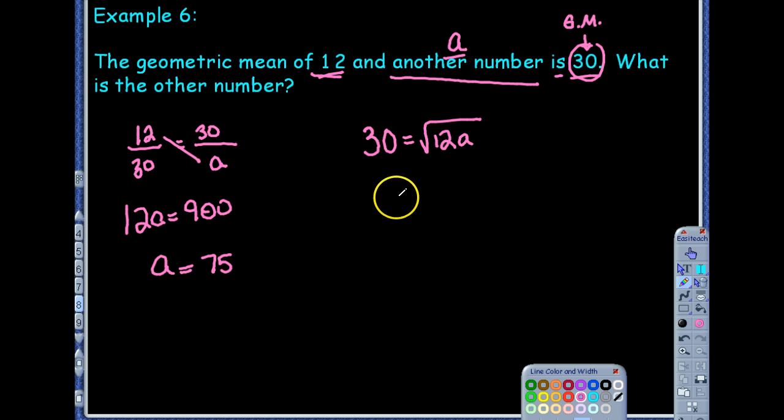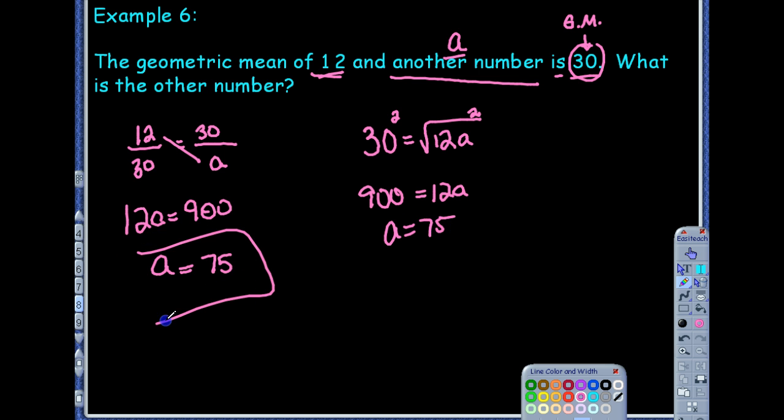And what about if I do it over here? If I solve this equation, I noticed the unknown we have is underneath that radical. To get rid of that square root, I just square both sides. So I get 900 equals 12A, which is exactly the same as what I've got over there. So either way, in the end, the answer you're looking for is 75.